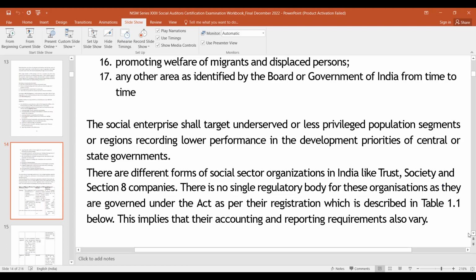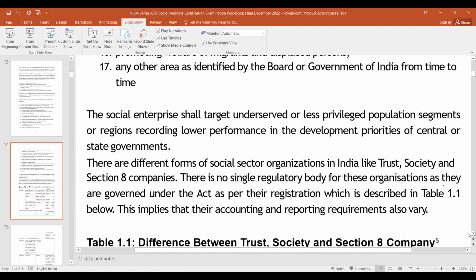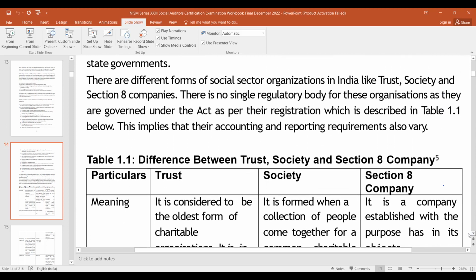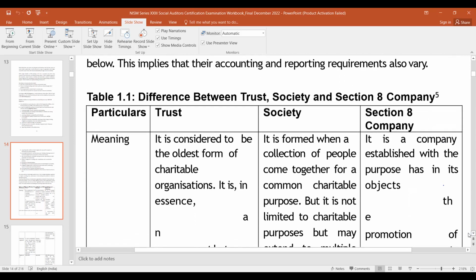Basically, by society here it means the societies which are covered under the Societies Registration Act and Section 8 companies. There is no single regulatory body for these organizations as they are governed under the Act as per their registration, which is described in table 1.1 below. This implies that their accounting and reporting requirements also vary. Okay? Now this is the difference. So what is the meaning?